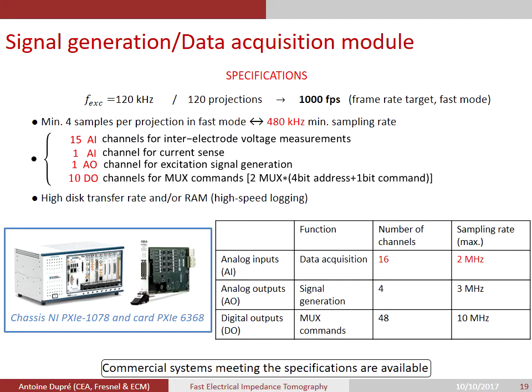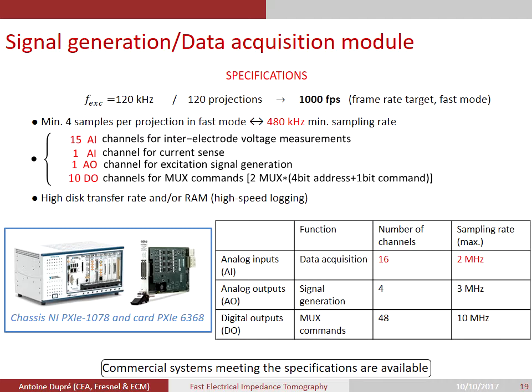I'd like to describe now the signal generation and data acquisition model. So there was a list of requirements. Our target is 1,000 frames per second, which puts a constraint on the minimum sampling rate. Additionally, there's a number of channels that I needed because of the protocol of electrical tomography. I need 15 analog input channels to measure the voltage between electrodes.